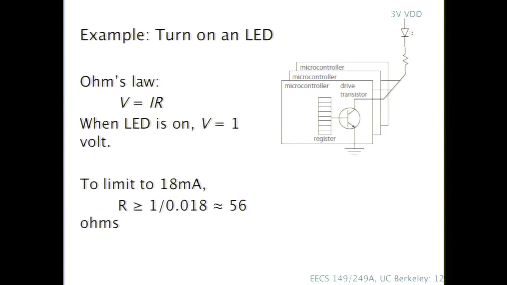Okay, so if you have a 3-volt supply, a 2-volt drop across the diode, then you're going to have a 1-volt drop across your resistor. And now you look up in your spec sheet to see how much current you can safely sink through this GPIO pin. The spec sheet for the processor that you're using will tell you that. So say it says 18 milliamps. Then you can calculate a bound on your resistor. In order to not exceed 18 milliamps, you need at least a 56 ohm resistor. So pick the smallest resistor that's greater than 56 ohms and connect that.